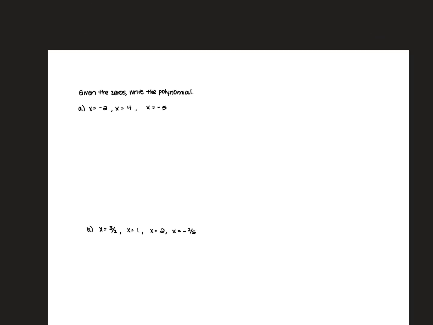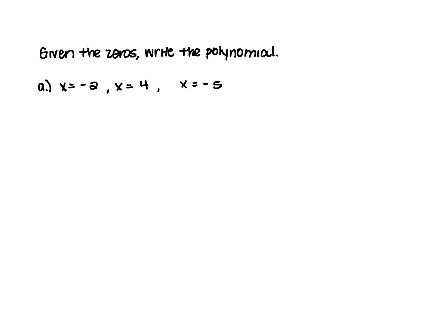From the last page of your notes, it tells you, given the zeros, write the polynomial. So these are giving you what your answers are. You are going to move those terms over, get the binomials, and multiply them all together. For example, A, you have x is equal to negative 2, x is equal to 4, and x is equal to negative 5. So you have 3 zeros here, which means your highest power when you're completely finished with that polynomial is going to be x cubed.